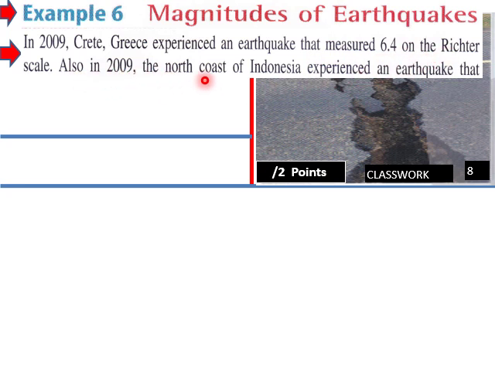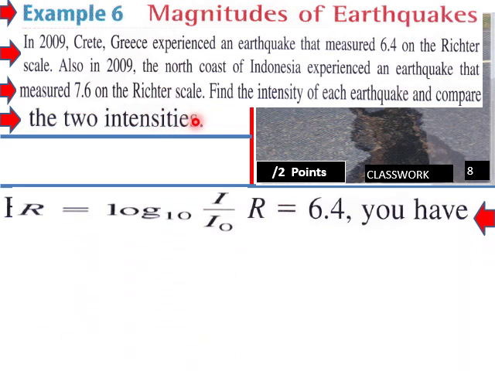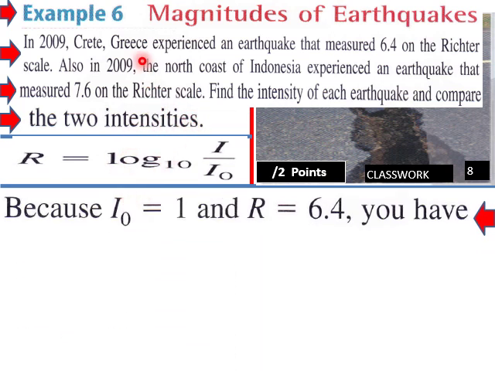Also in 2009, the north coast of Indonesia experienced an earthquake that measured 7.6 on the Richter scale. Find the intensity of each earthquake and compare the two intensities. So we're going to compare these two earthquakes now. And then here is our function to measure wave intensity.